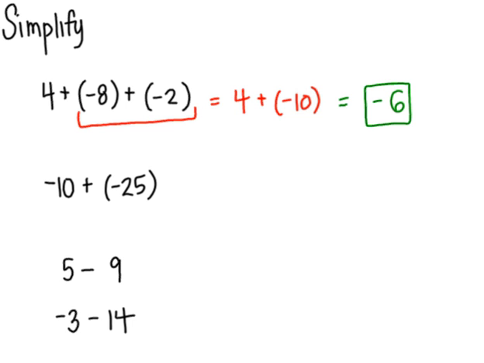Looking at our second one, we have -10 plus -25. Those have the same sign. If they have the same sign, we're going to add them to get 35, and then we're going to keep the sign, which is negative. So my answer for this one is -35.